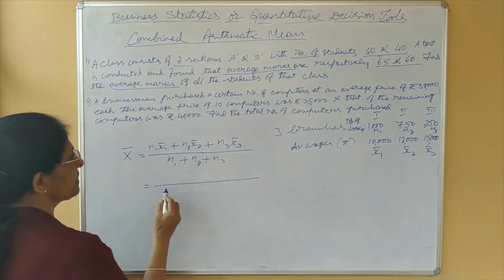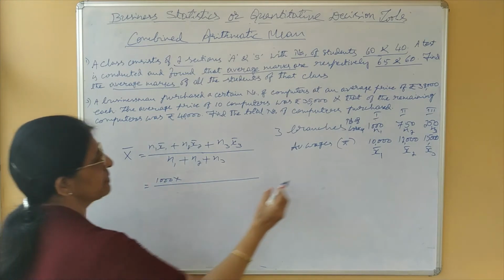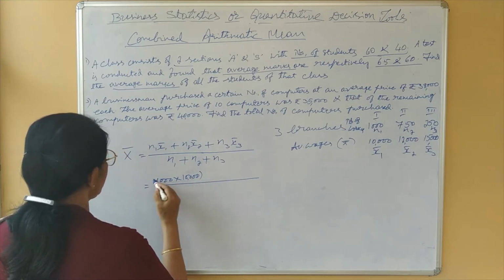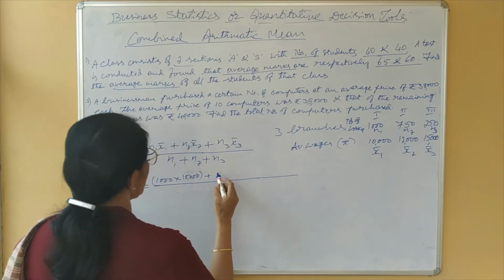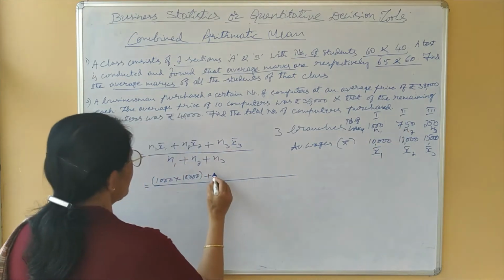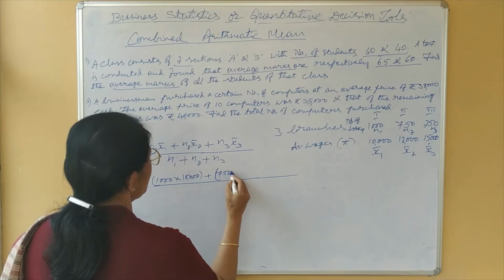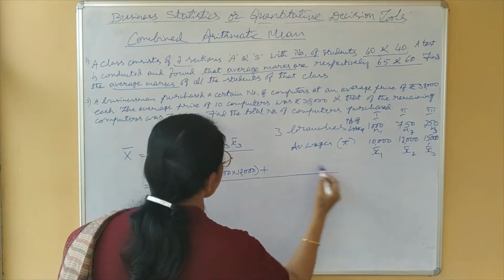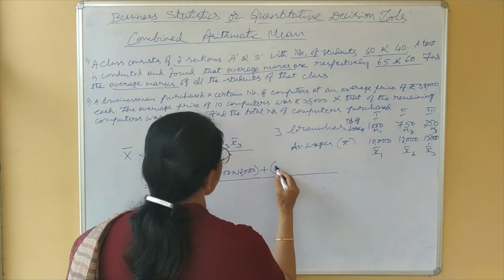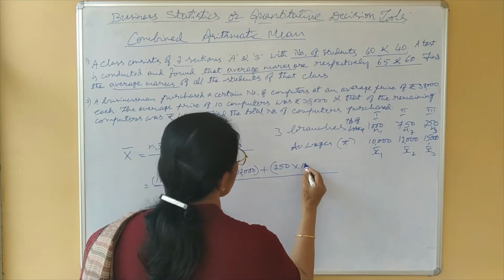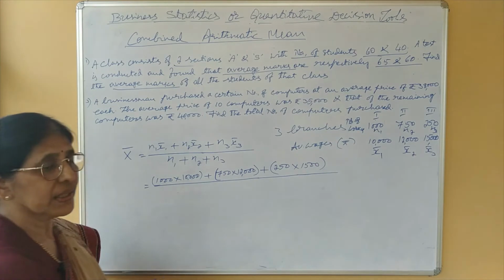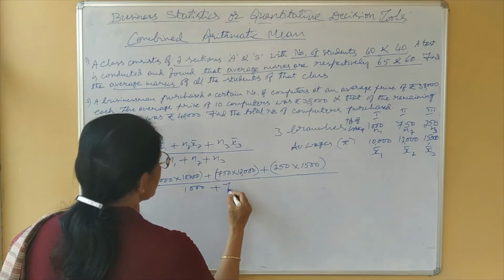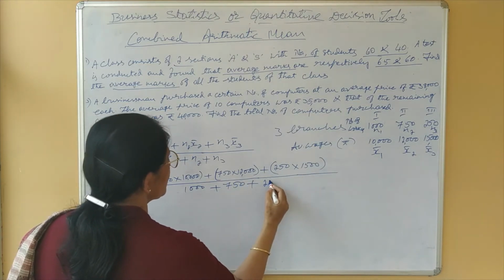Okay, now apply the formula. N1 is 1000 into X bar 1, 10,000, plus N2, 750 into X bar 2, 12,000, plus N3, 250 into X bar 3, 15,000, divided by N1 1000 plus N2 750 plus N3 250.